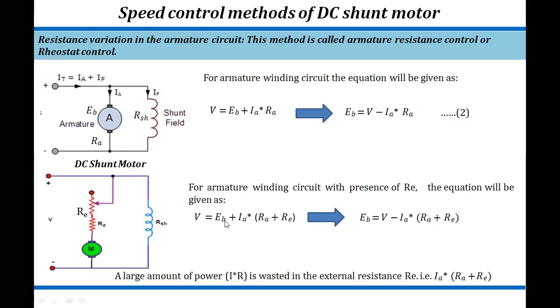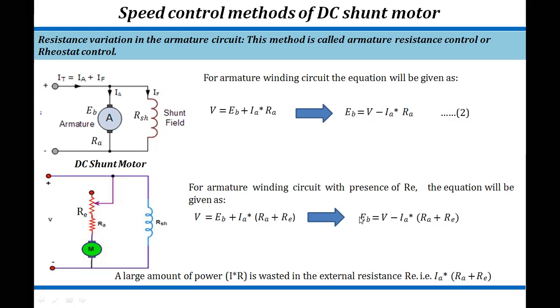So here when we apply KVL, you will get the equation that the voltage across the DC motor will be EB, the generated back EMF, plus IA and the total resistance. Total resistance will be RA plus RE. So you can rearrange that equation in the form of EB, and you will get these equations.